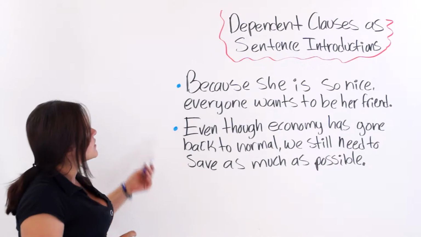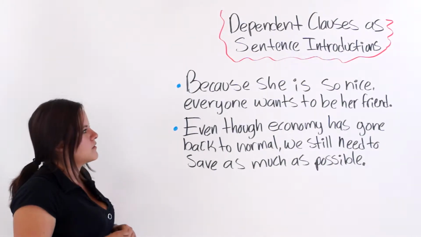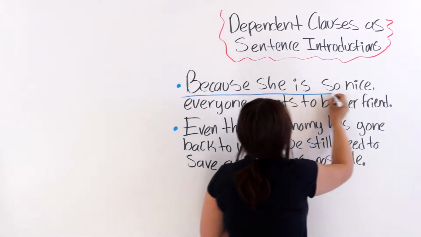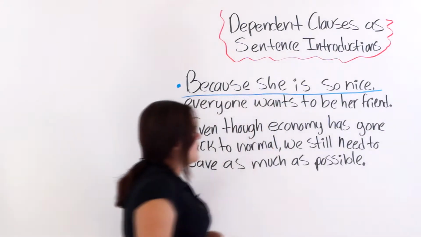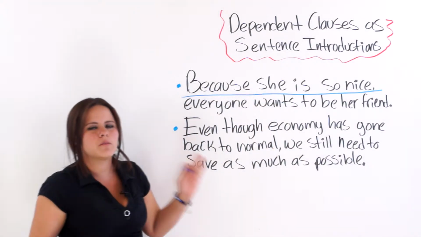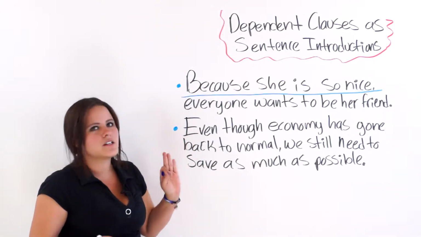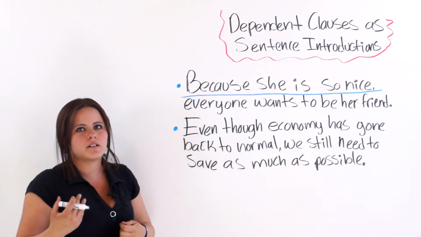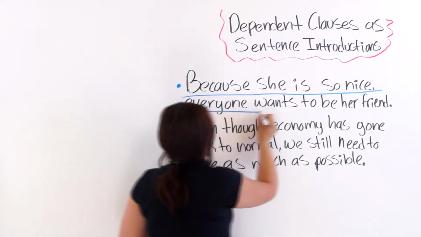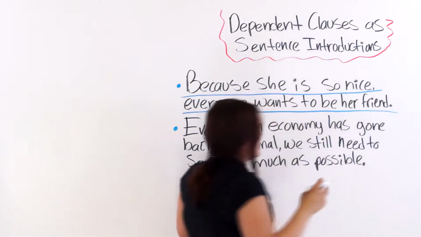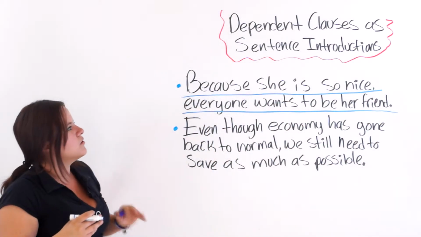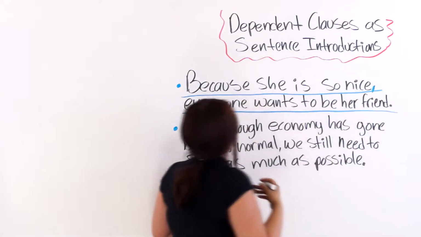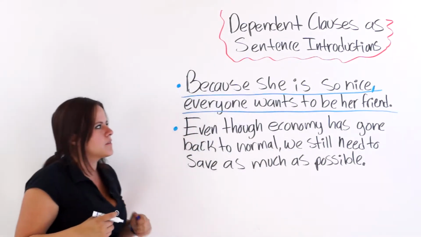The first one says, "Because she is so nice, everyone wants to be her friend." The first clause here is a dependent or subordinate clause. Why? Because by itself it cannot be a sentence. "Because she is so nice," period, would not make sense alone. You would have to add an independent clause: everyone wants to be her friend. As you can see, the way I punctuated these two separate clauses was with a comma. Because she is so nice, comma, everyone wants to be her friend.